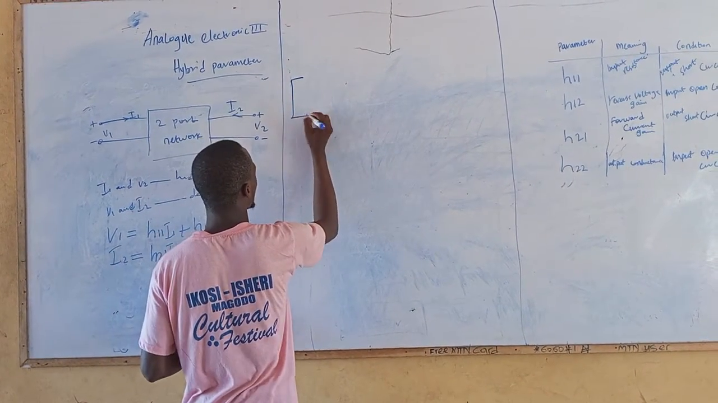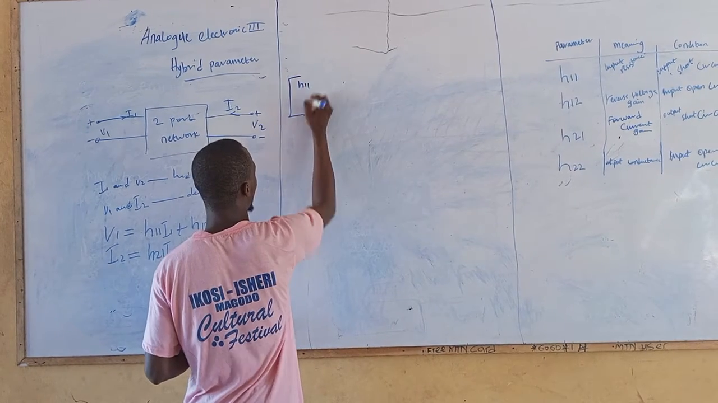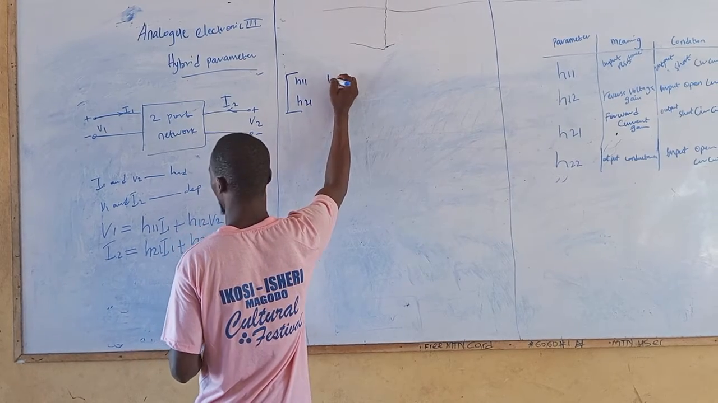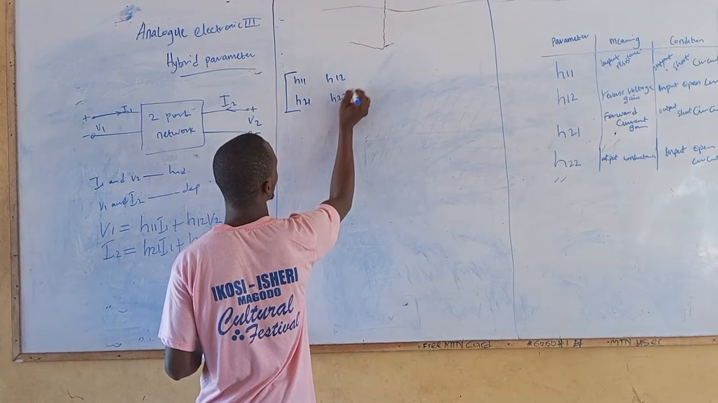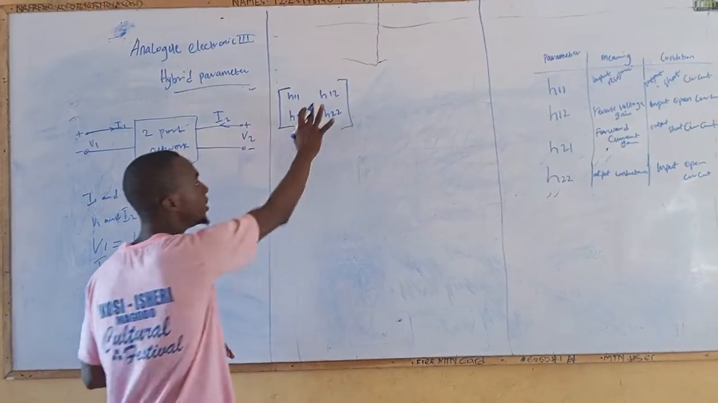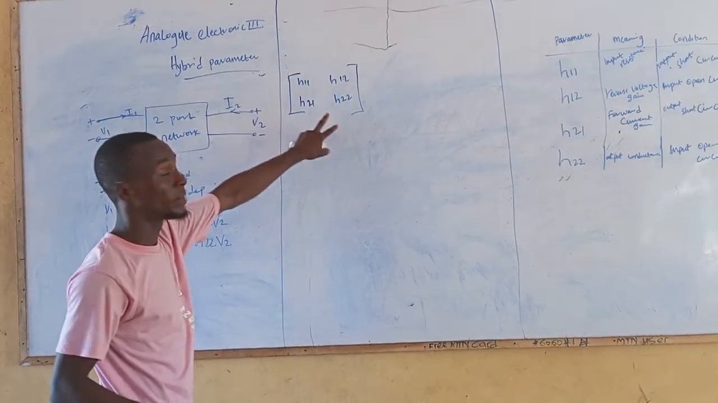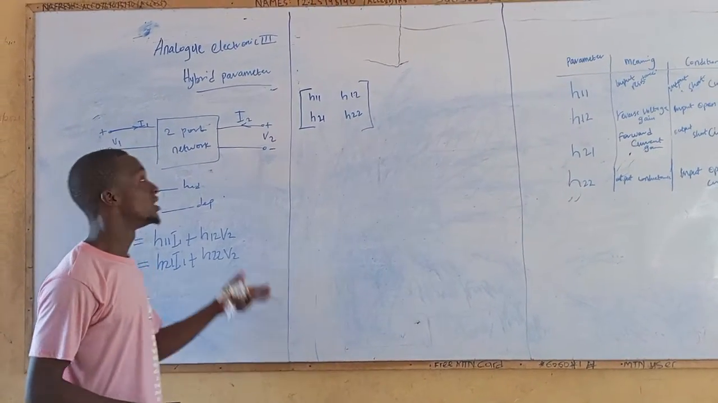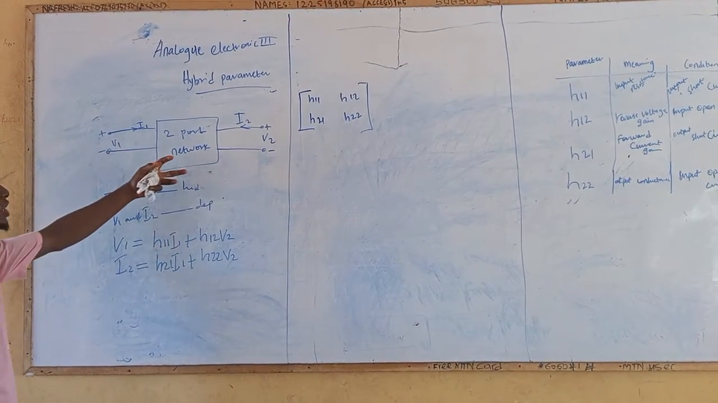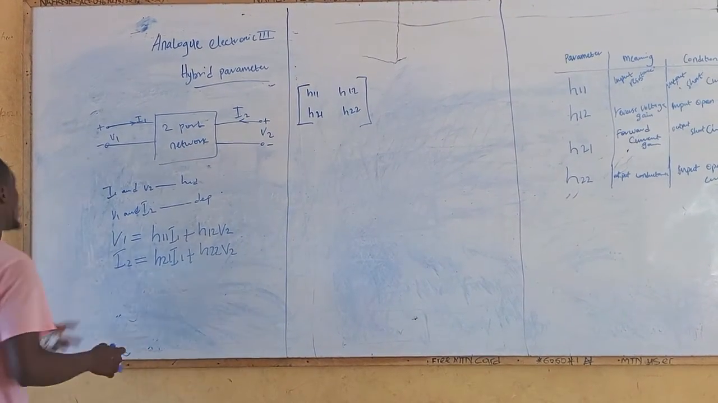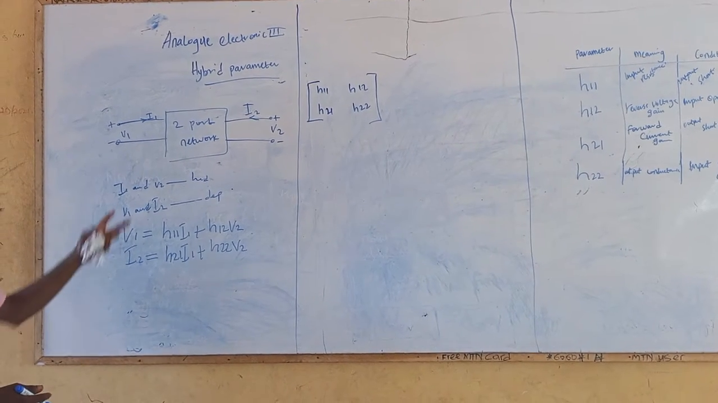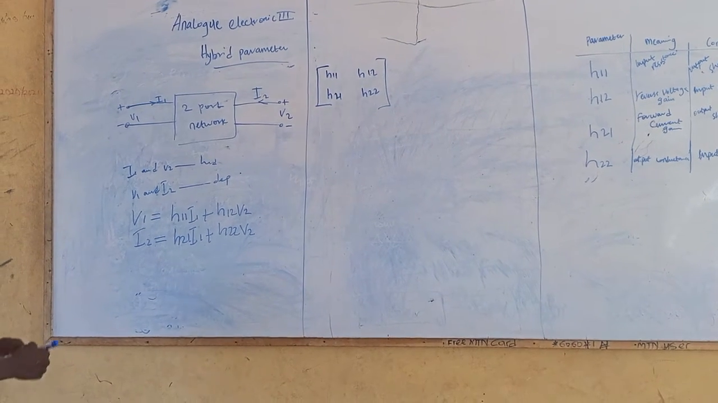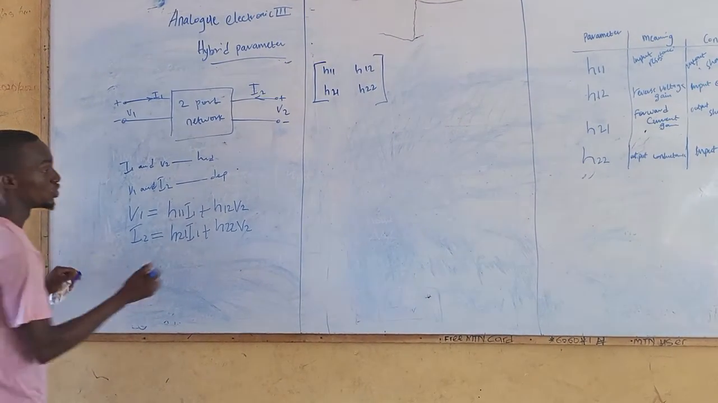That is, we have something like this: H11, H21, H12, and H22. These are the parameters. These are the H parameters. In these hybrid parameters, we use them to solve two-port networks. In this case, we want to solve the equations under hybrid parameters. Look at these hybrid parameters. We are given equation 1 and equation 2.